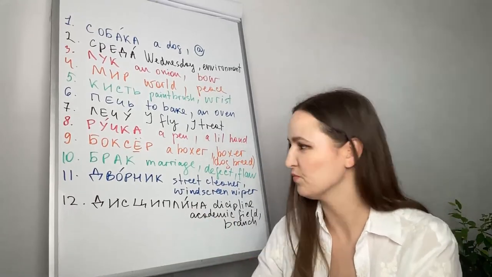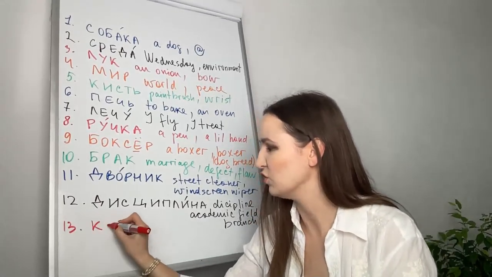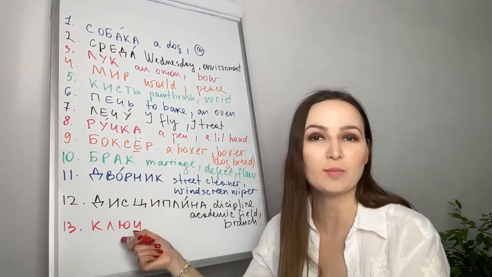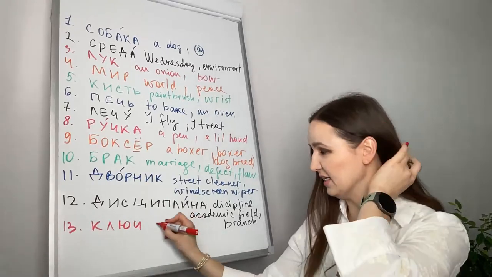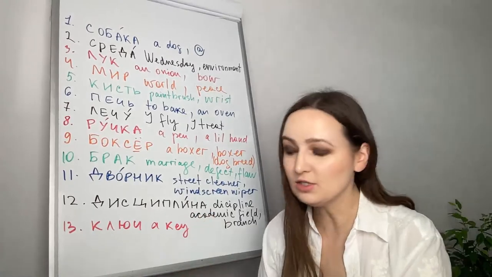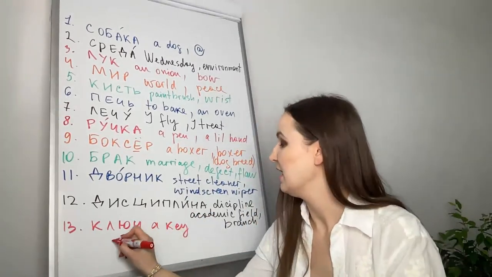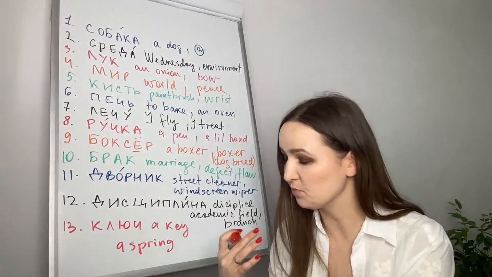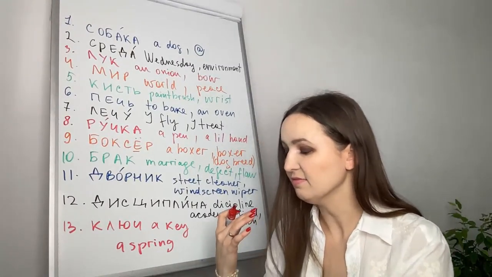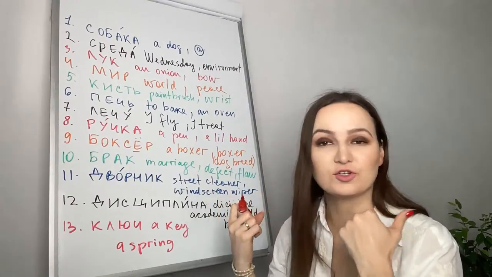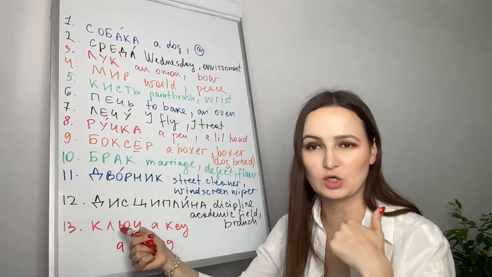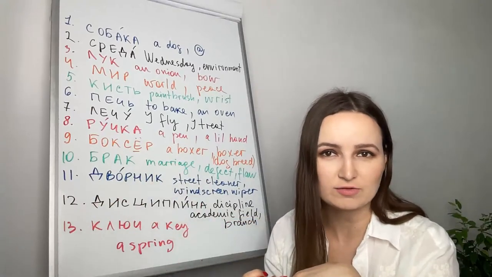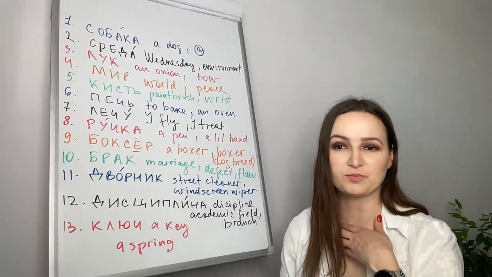13 is ключ. And of course, I think that you know the common meaning of this word. Yes, it's a key. And another meaning is a spring, not a season, a spring with water that comes from an underground source. This is spring, this is ключ. Ключ, a key or a spring.